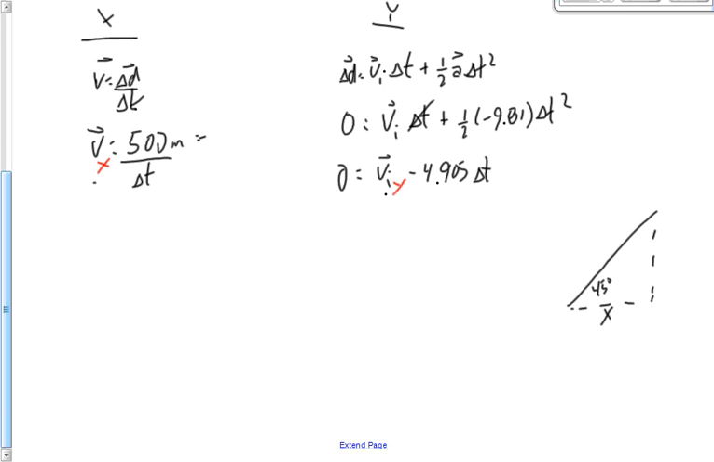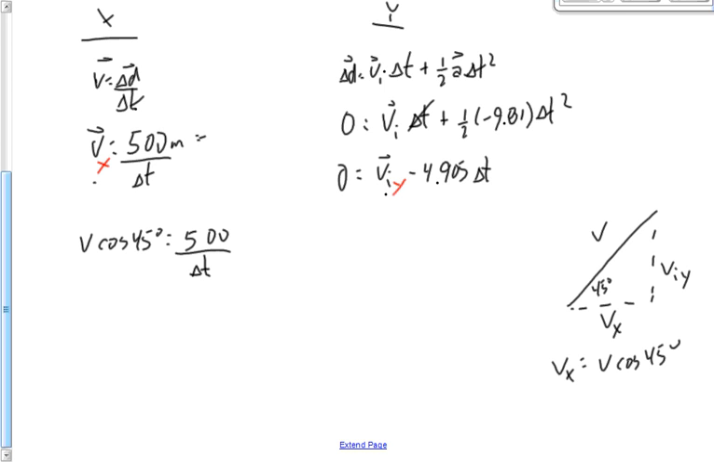This is going to be Vx, and this is going to be Vi y. This is just V. If we do some trigonometry, we would find that Vx is V cosine 45 degrees, right? Cosine 45 is equal to adjacent over hypotenuse. Rearrange it. Vx is equal to V cosine 45. So let's replace that. V cosine 45 degrees is equal to 500 over t. It's not Vx anymore. It's just V, V being the hypotenuse. So I'm going to put that in another color, actually, just to drive that point home.